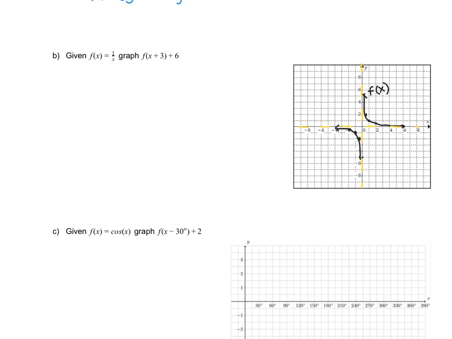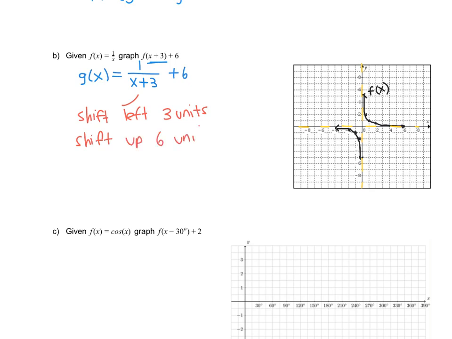Now, let's go ahead and write the equation for g of x. I see that for g of x, x plus 3 is horizontal, so that will become my new x. So instead of 1 over x, I'm going to have 1 over x plus 3. And then the plus 6 will just go outside the function. And now, x plus 3 means I am shifting left 3 units. And the plus 6 at the end means I am shifting up 6 units.